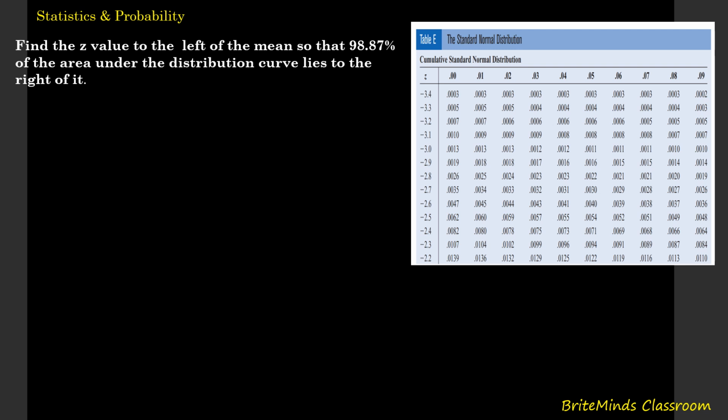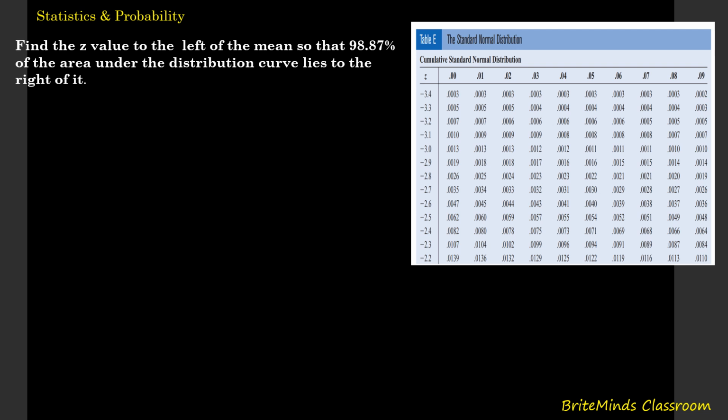Another problem, find the z value to the left of the mean so that 98.87% of the area under the distribution curve lies to the right of it. We will analyze first the problem. The z value lies to the left of the mean, and also 98.87% of the area under the curve lies to the right of the z.